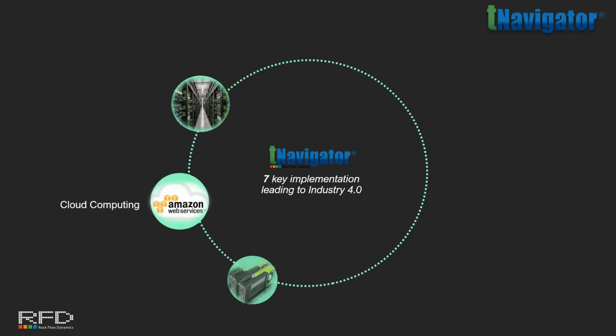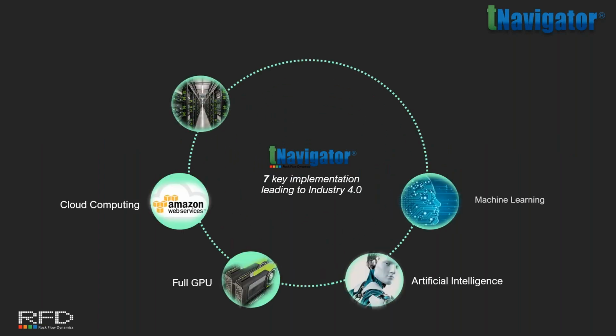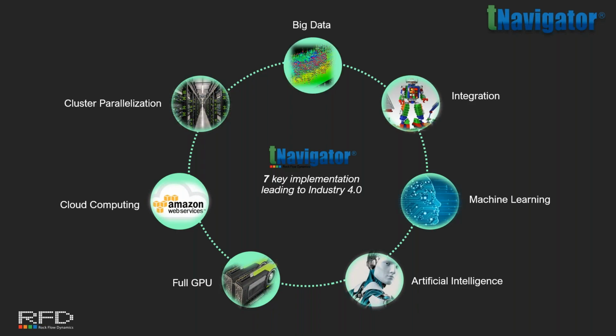tNavigator is a new piece of software. It's a new piece of technology. It was built on C++ and CUDA, so it has parallel computing. It's very light, yet very powerful. So we have the ability to do cluster parallelization and cloud computing. It's fully GPU enabled. You also have the option to do machine learning and artificial intelligence. And on top of that, you can handle big data: big numbers of wells, big models, multiple millions of cells. You can handle that in tNavigator on a standalone laptop.